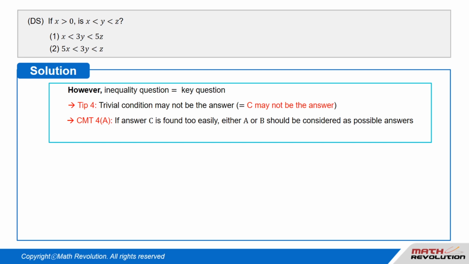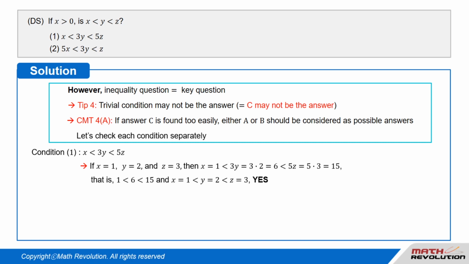However, since this question is an inequality question, which is also one of the key questions, also by tip 4, a trivial condition usually may not be the answer. That is, C may not be the answer. We should apply CMT4A, which states that if answer C is found too easily, either A or B should be considered as a possible answer. Let's check each condition separately.